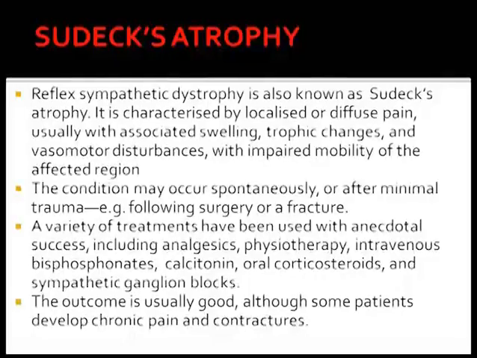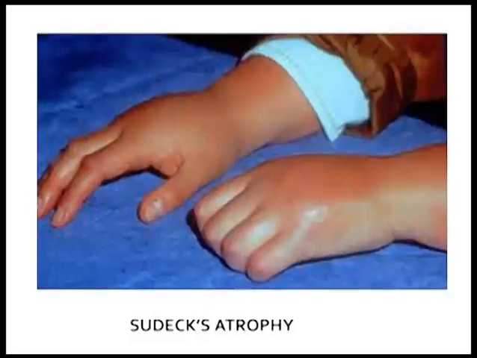The patient goes in for Sudeck's atrophy. Again, very difficult to treat. This is not a condition where any treatment really works. There is a lot of anecdotal evidence for analgesics. Some people say physiotherapy, IV bisphosphonates, calcitonin, steroids, sympathetic ganglion blockers. Treatments don't work, but the prognosis is good, though some people may end up with chronic pain and contractures.